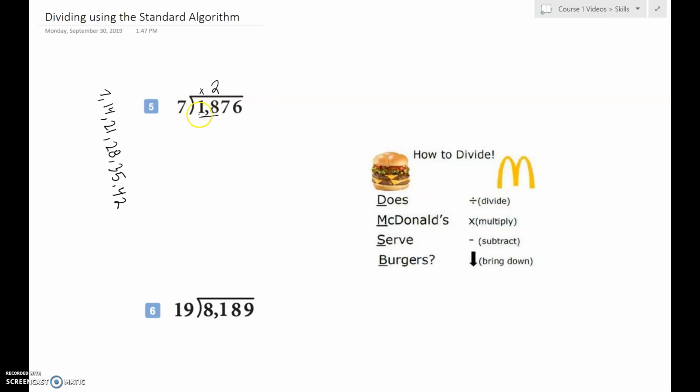How many times does 7 go into 18? The multiplying part says, well, now 2 times 7 is 14. And now we subtract. So divide, multiply, now we're at the subtract step. 18 minus 14 is 4. Now we're at the burger step, bring down. Now we bring down the next digit. And now we start over at the beginning.